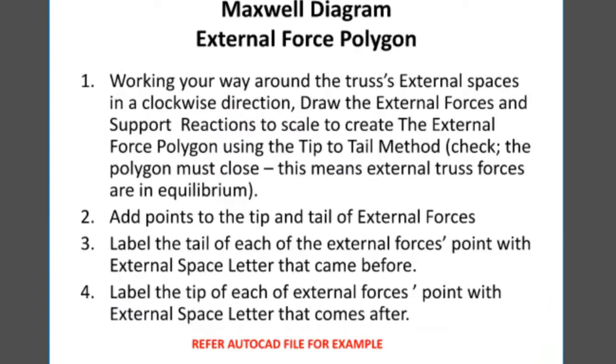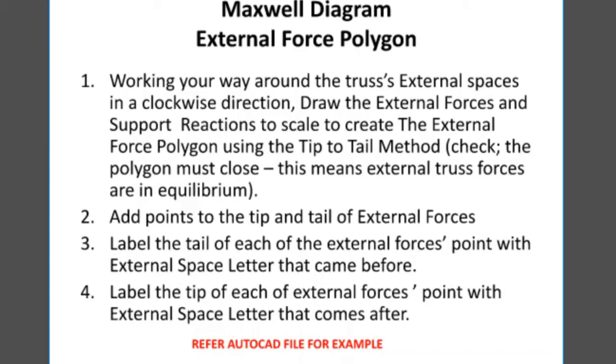Next, we move on to the Maxwell diagram, which will be the external force polygon. Working your way around the truss's external spaces in a clockwise direction, we will draw the external forces and support reactions to scale to create the external force polygon using the tip-to-tail method. Please be sure to check that the polygon closes. This means that the external truss forces are in equilibrium.